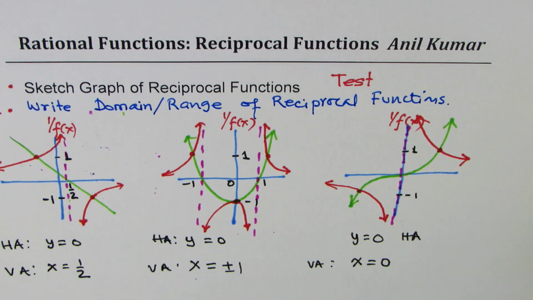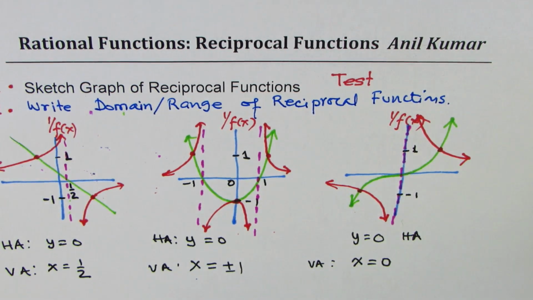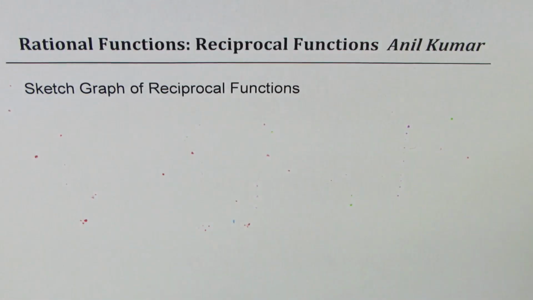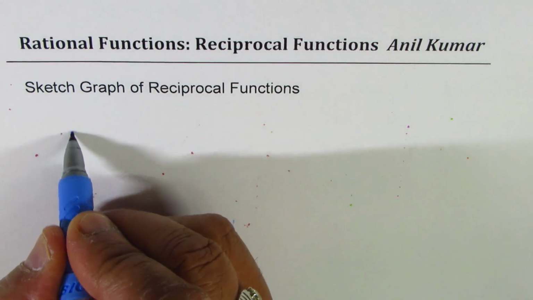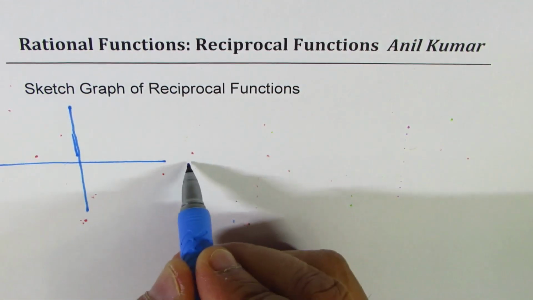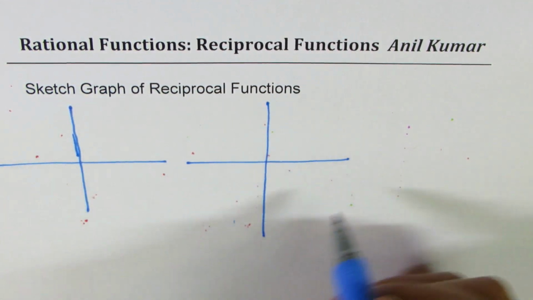So in the first phase, you have learned how to sketch the graph of a reciprocal function, how to write its domain, range, and also the equations for horizontal and vertical asymptotes. Now I'll take up a few more examples, and with those examples, we'll explore more characteristics of reciprocal functions. So let me take 3 more.